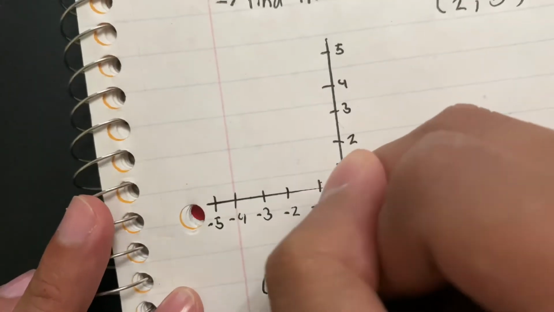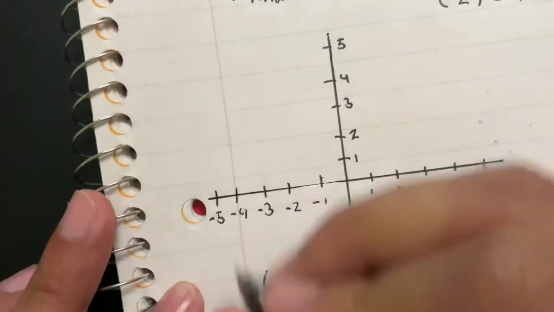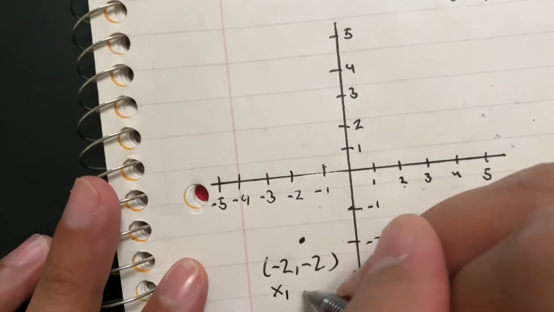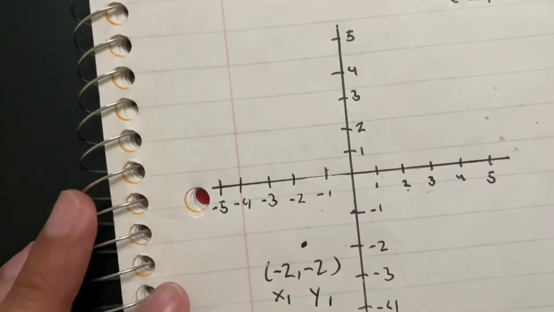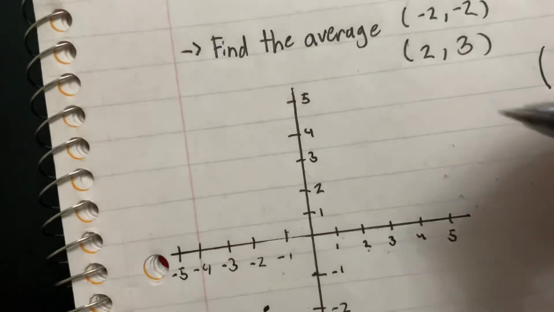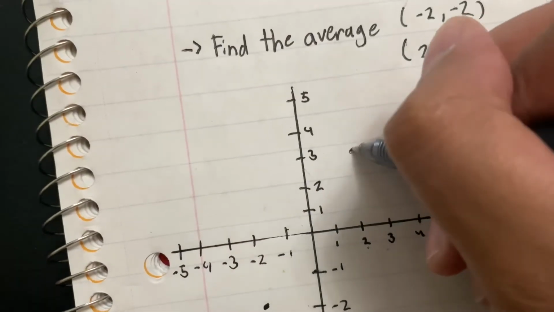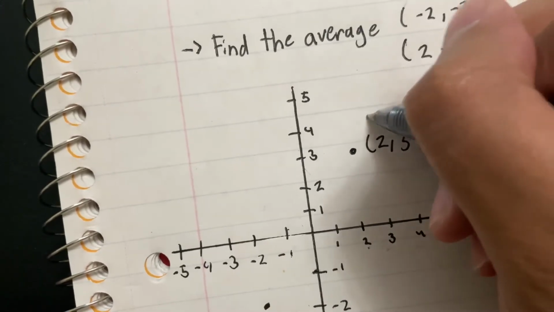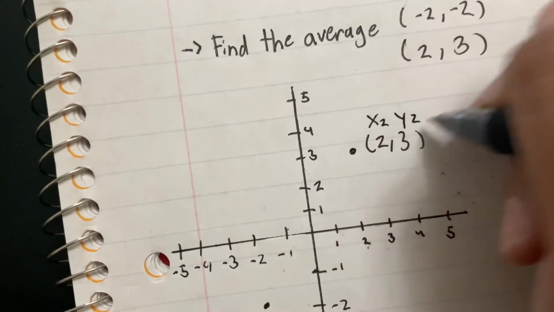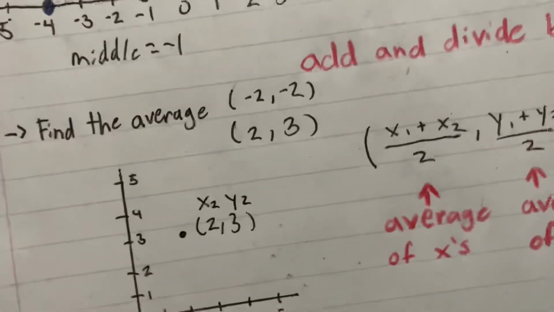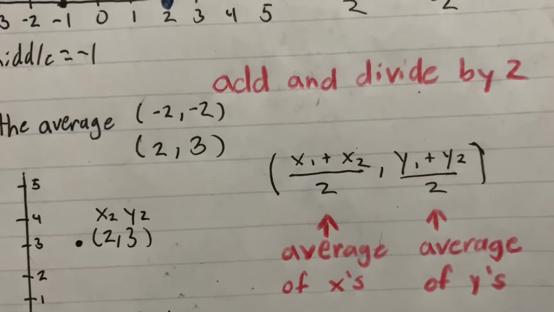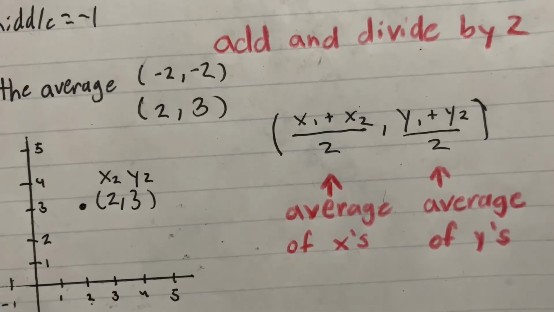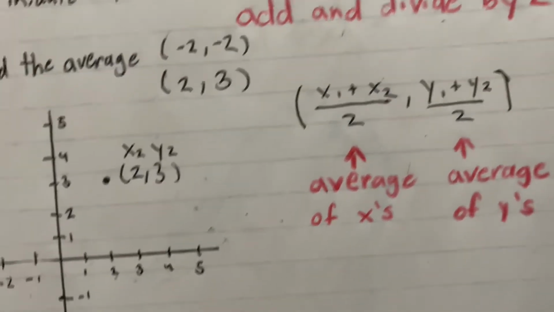We get -2, -2, and I want to label it as x1, y1. And for here we get 2 and 3. This will be our x2, y2. Now that we have that, here's how we solve it. We just find the averages, the average of the x's and then the average of the y's.